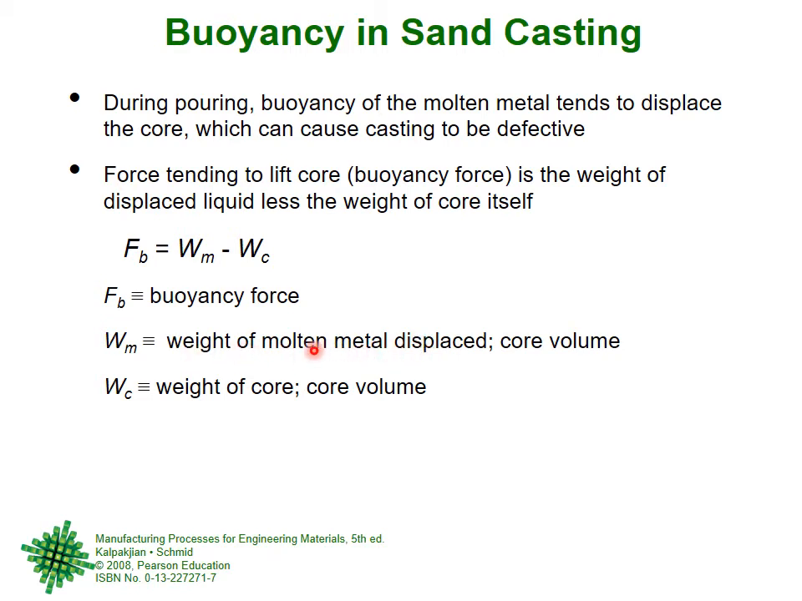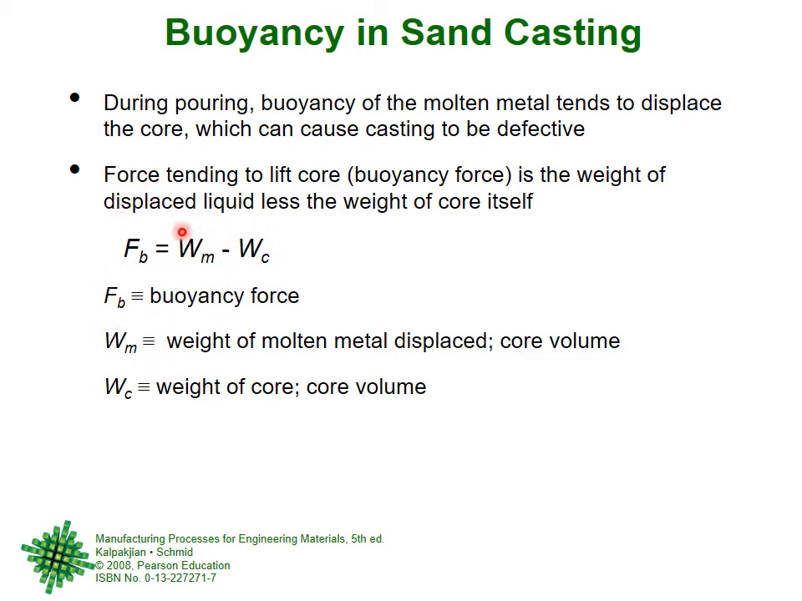How much molten metal has been displaced? Equal to the volume of the core, but using the density of the molten metal. And Wc is the weight of the core itself. So again, what volume? The core volume, but this time the density of the core material, right? So it's a very simple thing.